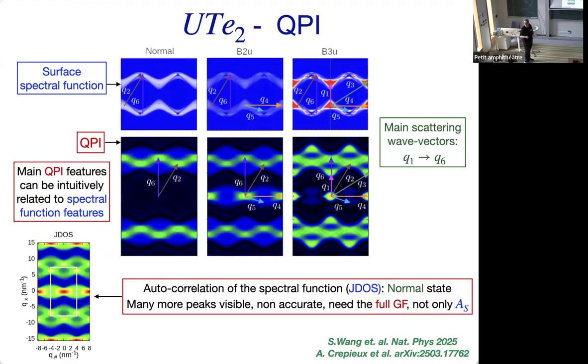I cannot have the spectral function measured, but I have the QPI, and from the QPI, I can go back a bit and see where my electrons are living. So, if I have a QPI like that, it's consistent with my electrons living on surfaces like that. But I cannot actually go.